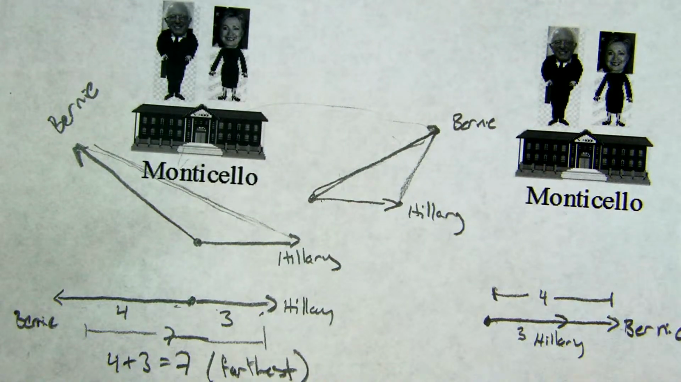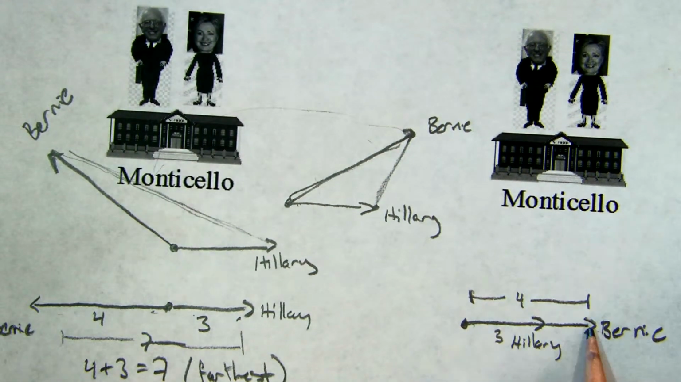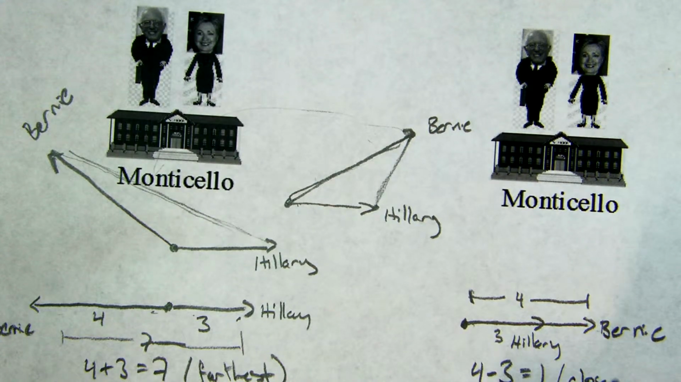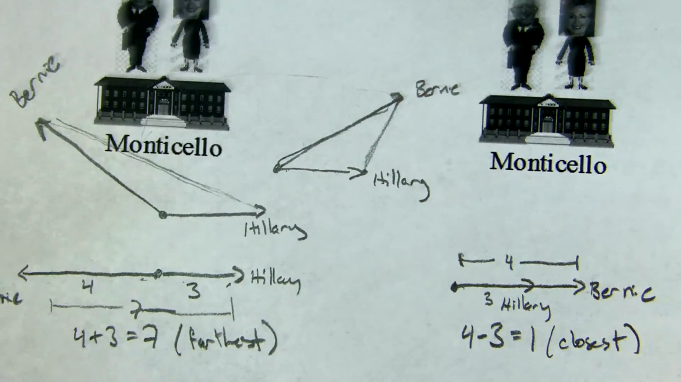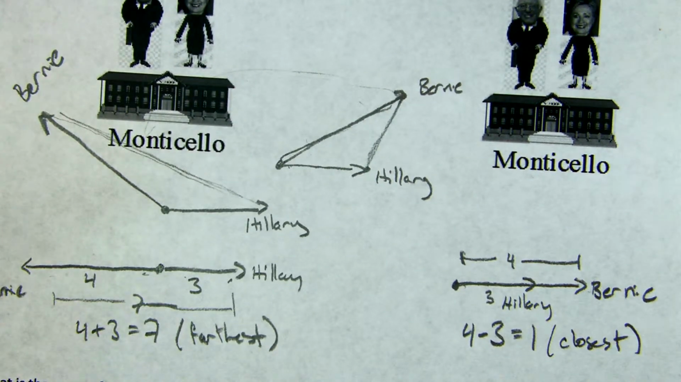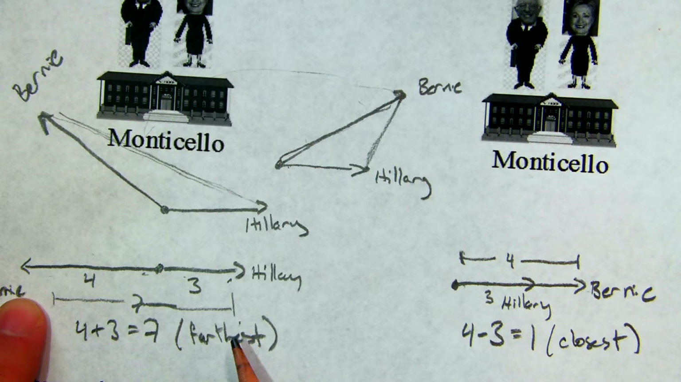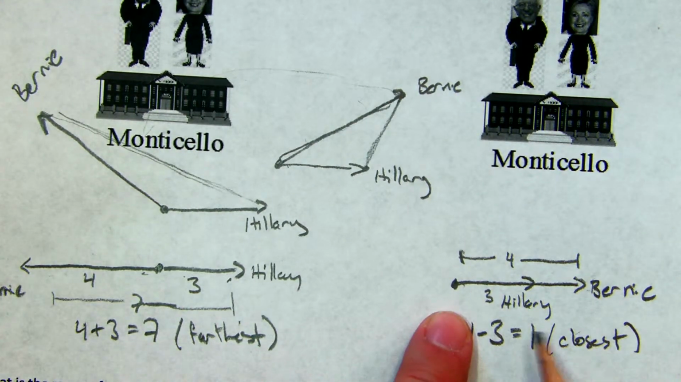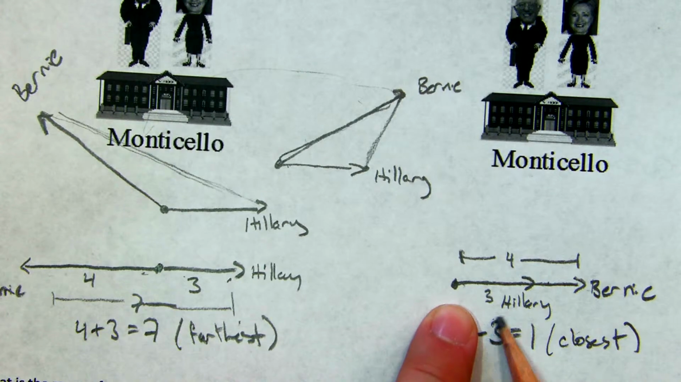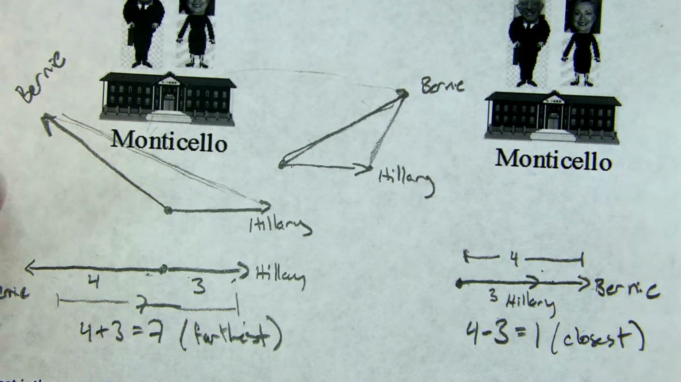All right, how far apart are they now? Well, Bernie went 4, Hillary went 3 on that same line, same direction. So they are going to be 4 minus 3 equals 1 mile apart. And that will be the closest they can be. All right, so the farthest distance is going to be by adding together. The closest distance is going to be by subtracting one from the other, the smaller one from the bigger one, so that we get a positive number.